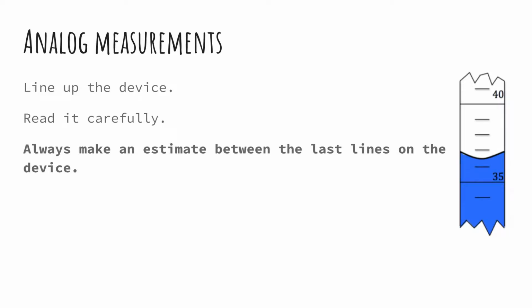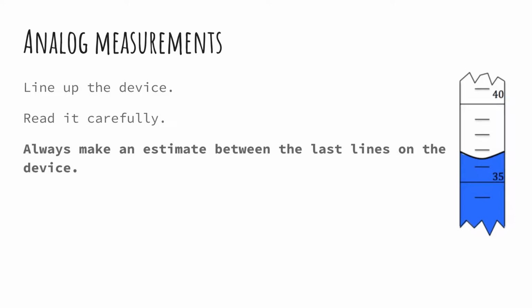Analog measurements, that's when you're using things that have markers on them and you actually have to read them. So, no matter what kind of device you're using, you line up the device, you read it very, very carefully, and then you're going to have to make an estimate. Because it's never going to be the case that the thing you're measuring is going to fall exactly on the marker line. And even if it did, you can't be certain that it actually is. There's human error, and the device isn't going to be perfect. There's no such thing as perfect.